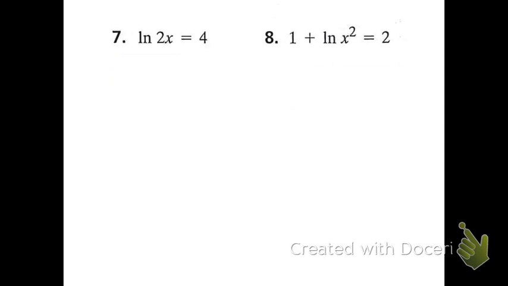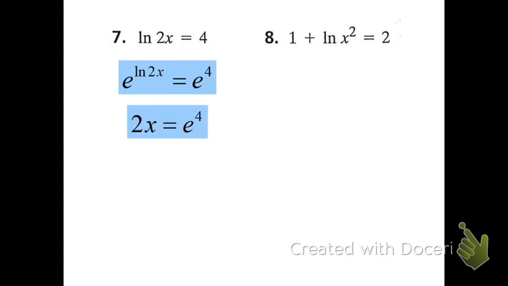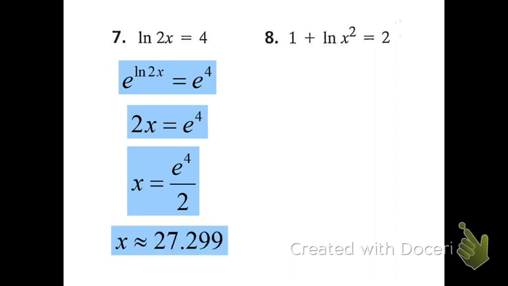So number 7 and 8, we're going to try and get the natural log by itself first, then make them exponents on e. So here on number 7, we just put e underneath both of them. We get 2x is equal to e to the 4th. We divide it by 2. There's your exact answer. The approximate answer is right there.